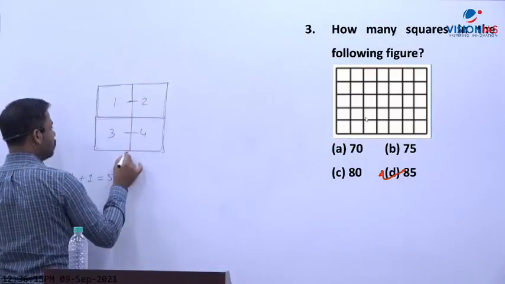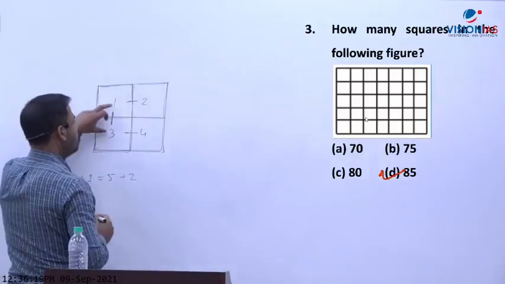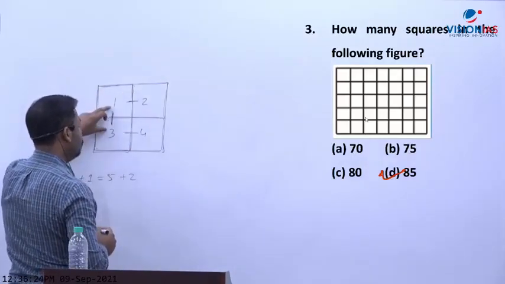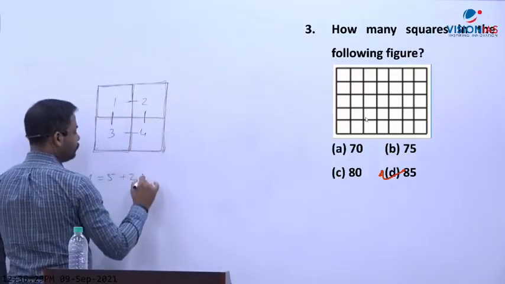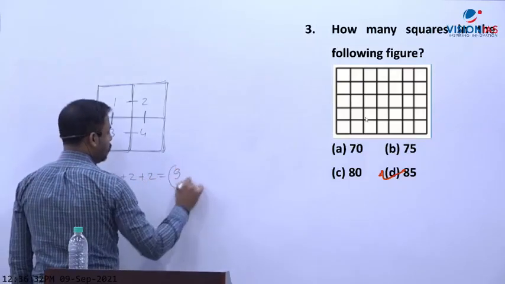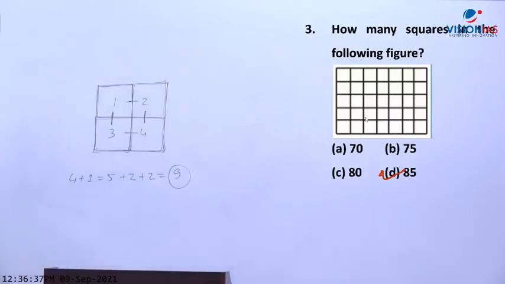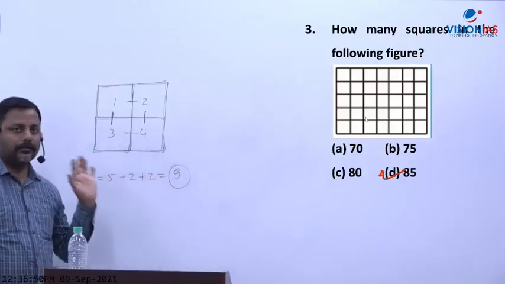Similarly, if we see vertically, we are also getting a rectangle by combining 1 and 3. And similarly, one more rectangle is there by combining 2 and 4. So a total of how many rectangles are there? 9 rectangles. Okay, clear? This is the way of manual counting.